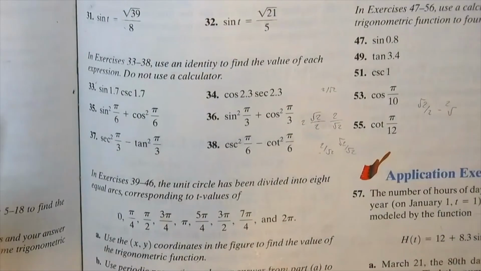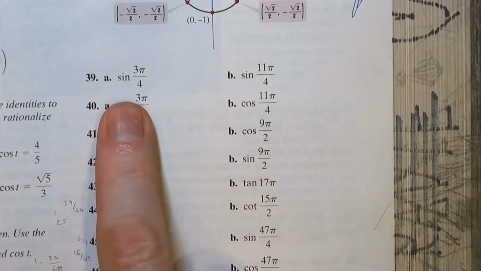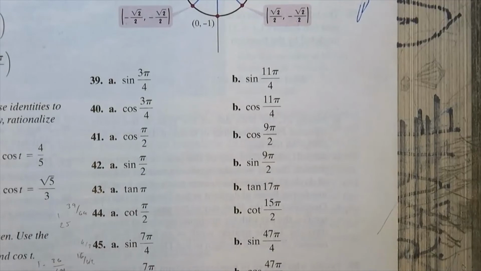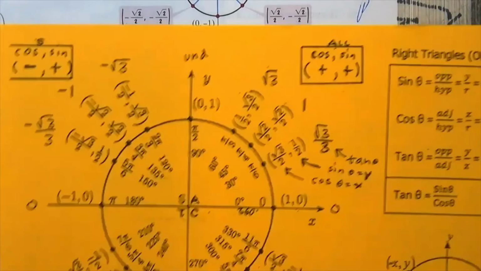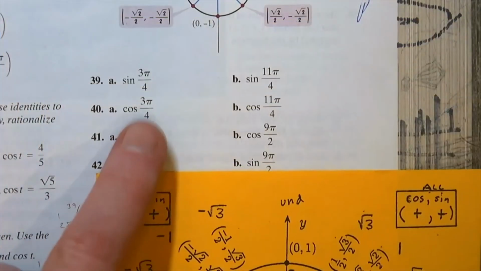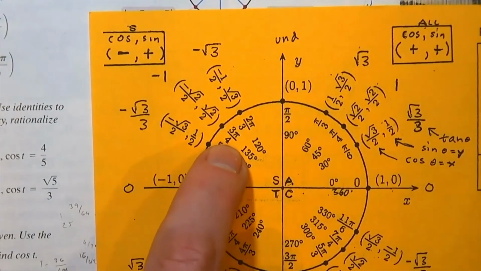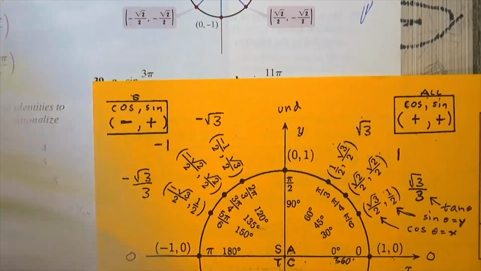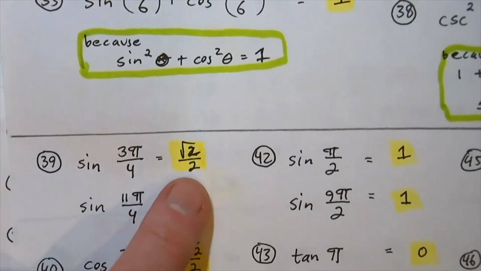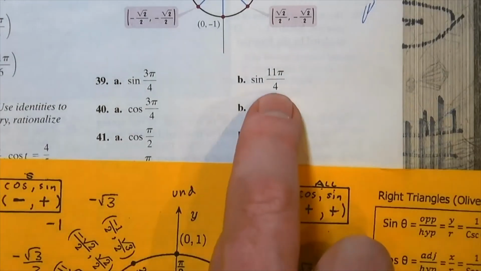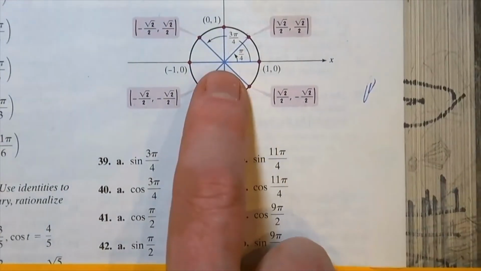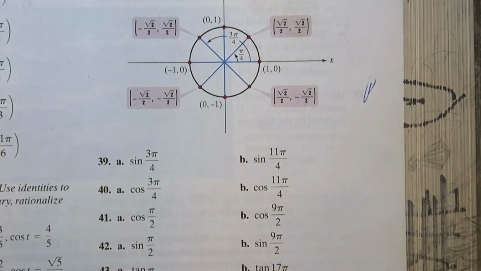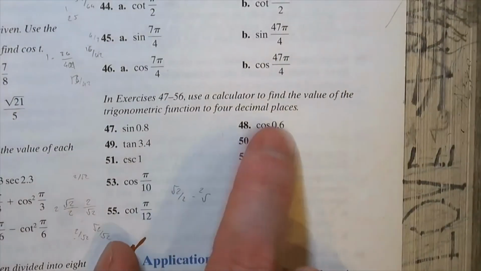Let's go a little farther. What else do they want to know? This is more of the same, where you can just punch them in your calculator, or you can look them up on the chart, like sine of 3 pi over 4. Sine is the y, radical 2 over 2. Got it. See? Got it. Okay. And then, they want 11 pi over 4. And they did part of the circle up here. These ones say punch them in your calculator.